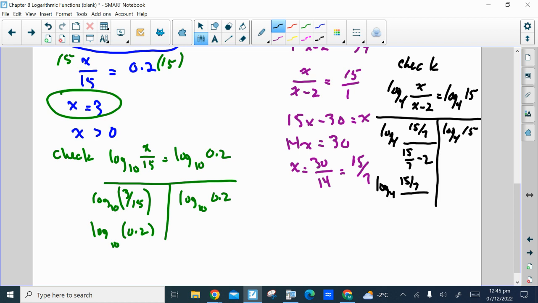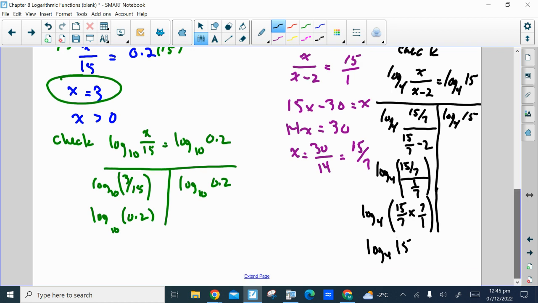So to subtract 2 from 15 on 7, consider 2 to be 14 on 7, so we have a common denominator. So 15 on 7 take away 14 on 7 will be 1 on 7. And to divide by a fraction, we'll multiply by the reciprocal. So instead of 15 on 7 divided by 1 on 7, it'll be 15 on 7 times the reciprocal, which is 7 over 1. The 7's cancel, and we have the same thing as what's on the right side. So we just showed that our answer is correct. It works.